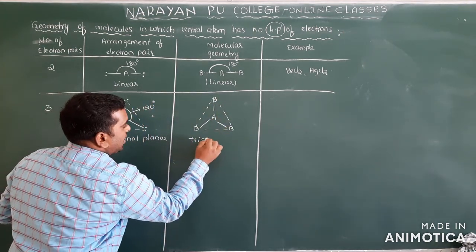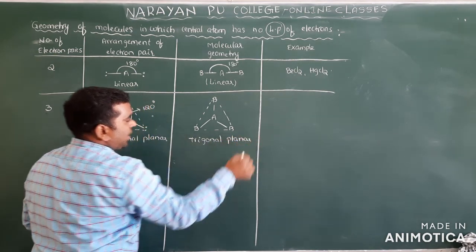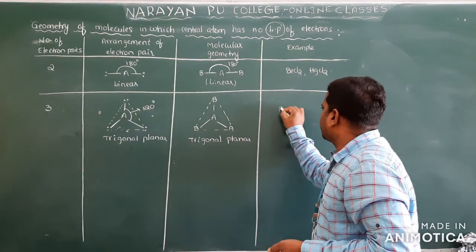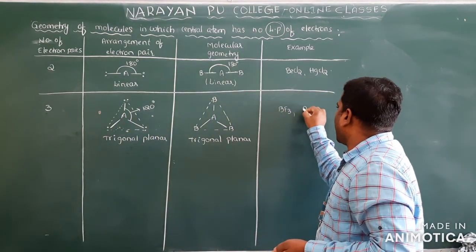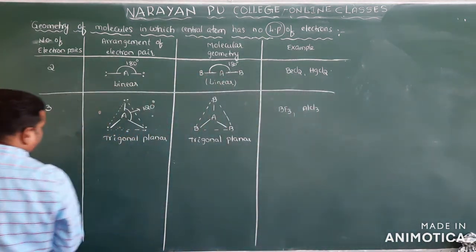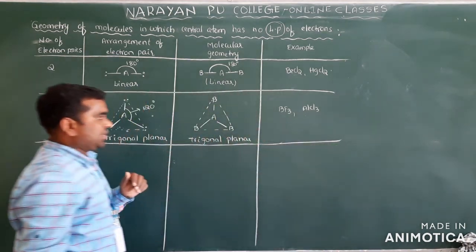Trigonal planar. What is the example? You can take boron trichloride, AlCl3, all can be taken as an example for this. So this is about three bond pairs.